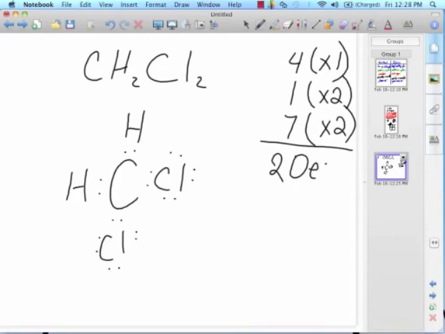You can just do this and call it a day and be done with it. But if you want it to look cool, you've got to redraw it. I talked to someone about getting my board fixed. Somebody want to do this one for me? There you go. CH2Cl2.